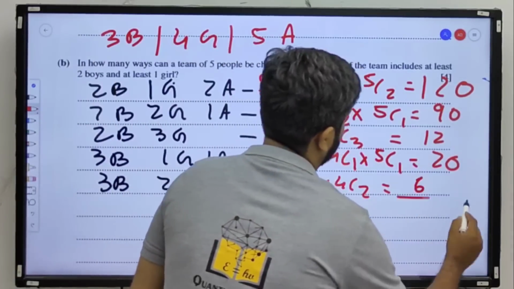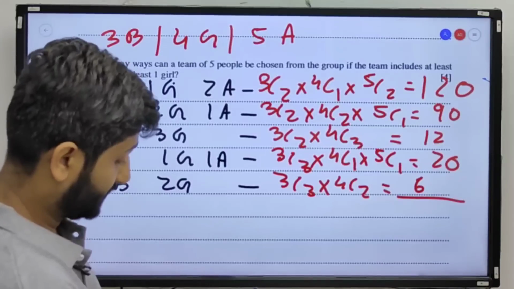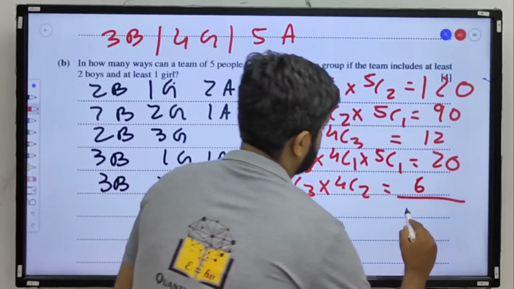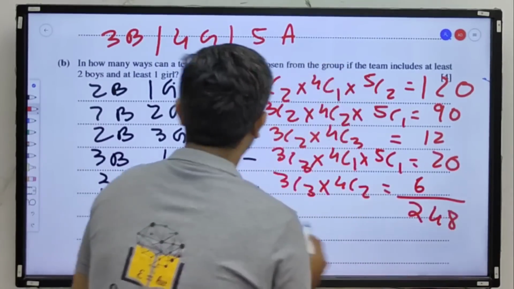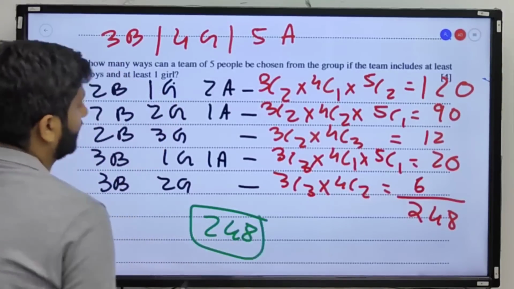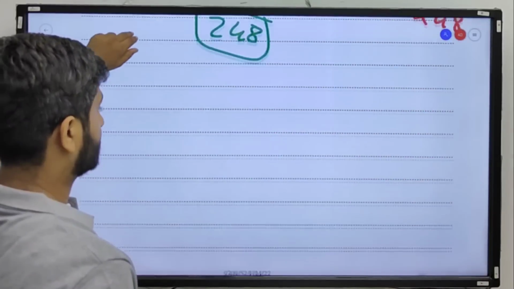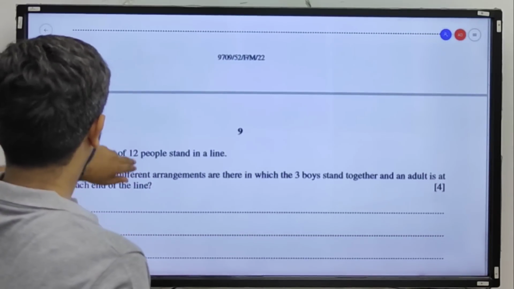Okay, 6. So let me add all of this: 120 plus 90 plus 12 plus 20 plus 6. So the total is 248. So the final answer is 248. Okay. Let's move to the next question or the next part.